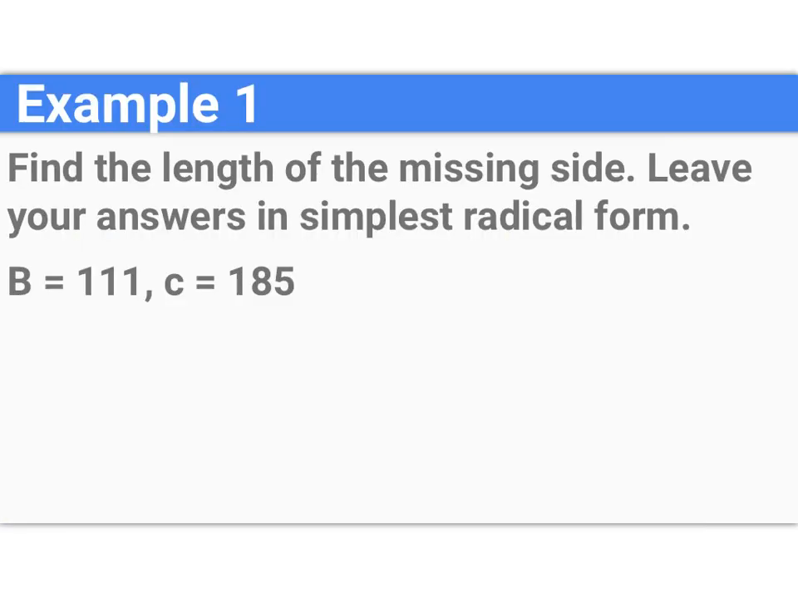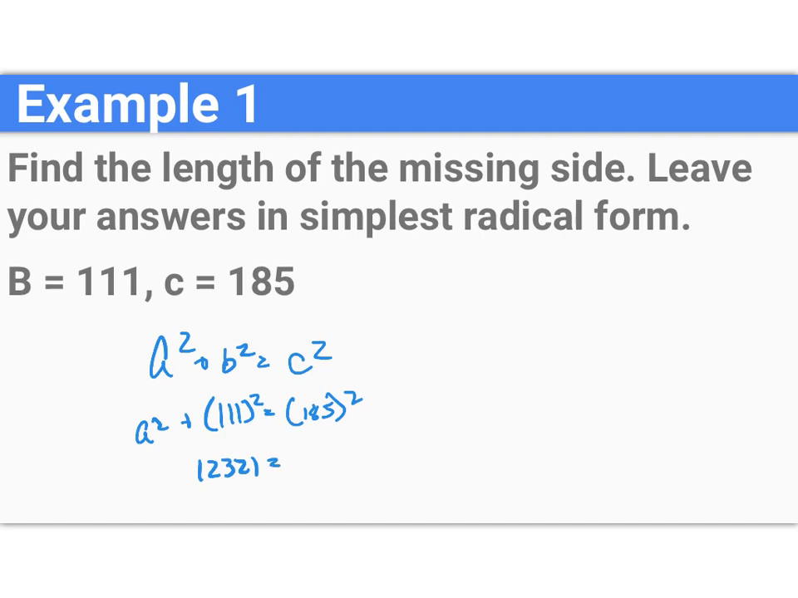And there's a formula. Okay, so this is more of what we have been doing, except for now we're looking for a. So a squared plus b squared equals c squared. 111 squared equals 185 squared plus a squared. That is 12,321 and 34,225.